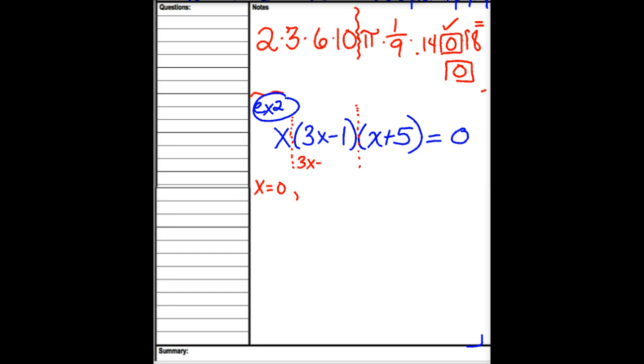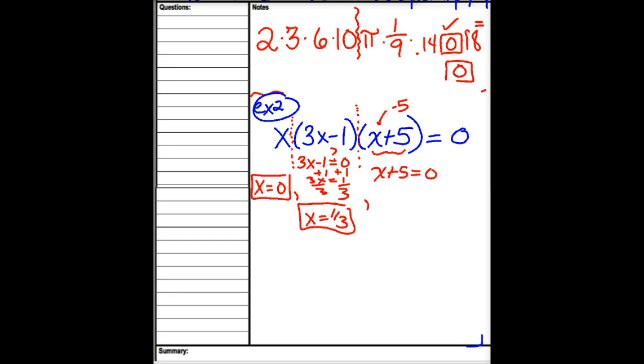Next step, what makes 3x minus 1 equal to 0? Well, you solve it. You do the opposite. You add 1, and then you divide by 3. So 1/3 is another solution. What makes this last factor equal to 0? And you might say, I can see it, it's -5. Well, then go ahead and write it down. But really what you do is you do the opposite operation, and you subtract 5. So we'd get x is -5. So notice for this one, I got 3 answers. Not because there were 3 factors actually, but because there were 3 x's in this problem.